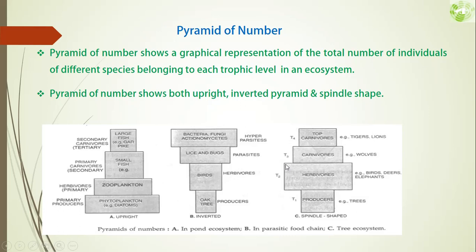It shows a major population of herbivores, represented by a big box, upon which carnivores, which are less in number than herbivores, survive by feeding on the herbivores. And a very rare, that is, fewer in number, lions and tigers feed on these carnivores. In this way, the spindle shaped pyramid of number is maintained. So here we see the three different kinds of pyramid of number: upright, inverted, and spindle shaped.